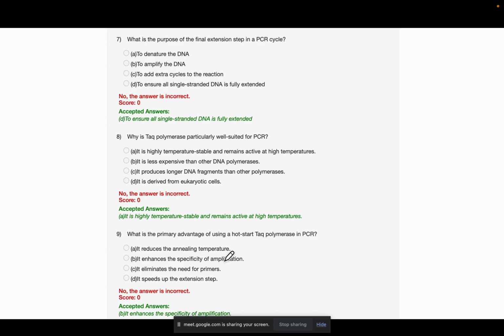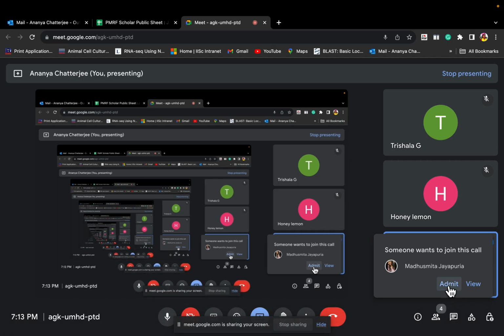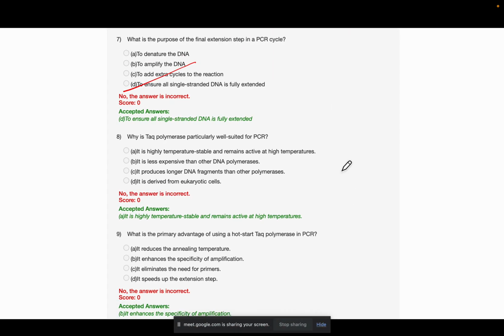What is the purpose of the final extension step in a PCR cycle? Options are: to denature the DNA, no, this is not true; to amplify the DNA; to add extra cycles to the reaction; to ensure all single stranded DNA is fully extended. So the answer will be to ensure all single stranded DNA is fully extended. We'll go forward to the next question.